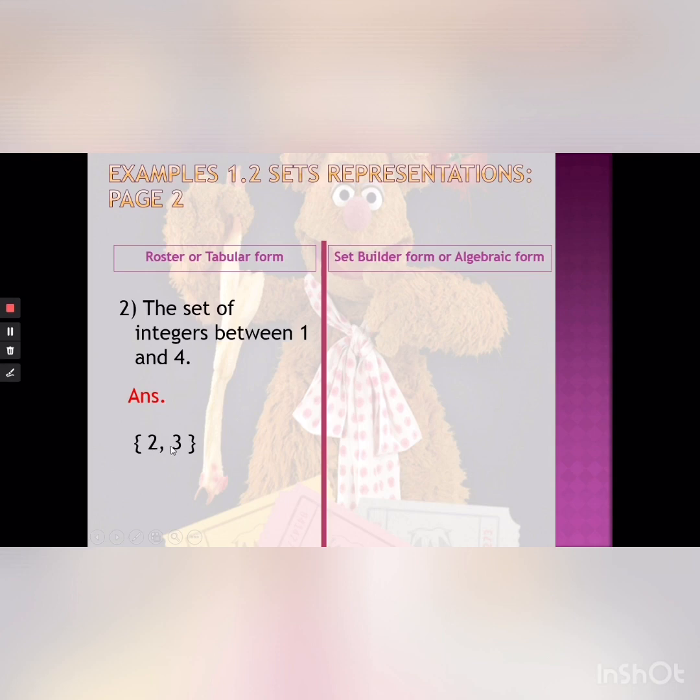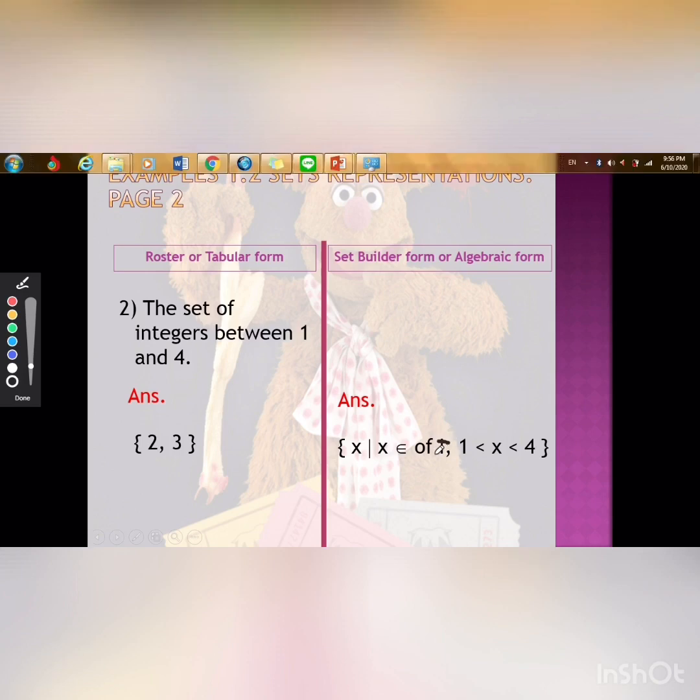Braces, the elements 2, comma, 3, and then close braces. So how are you going to write it in set builder form? In the same manner, you have x such that x is an element of I. This is an integer, where you can have a positive sign at the top. So it'll be I with the positive sign.